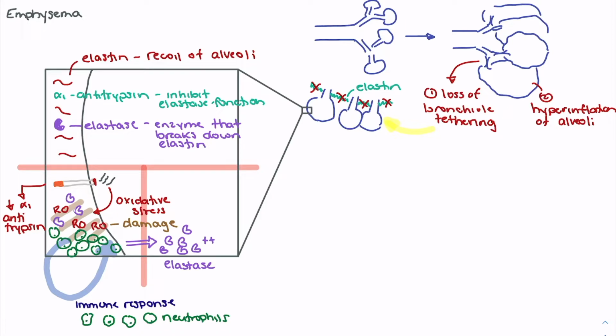Smoking is going to decrease the amount of alpha-1 antitrypsin available, and it's going to lead to elastase being able to work essentially uninhibited. So not only will we have more neutrophils, which means more elastase and more damage to our lung tissues, we also are going to have less ability to decrease the function of elastase, so it can work uninhibited and cause lots and lots of damage.